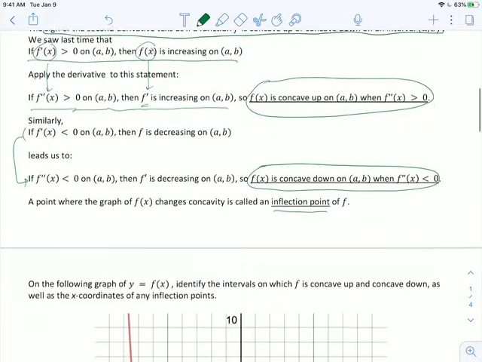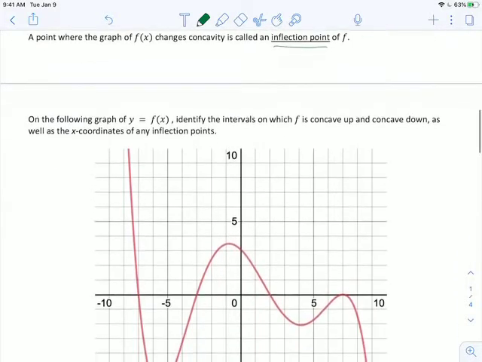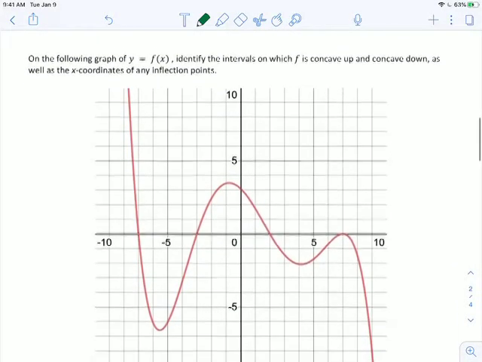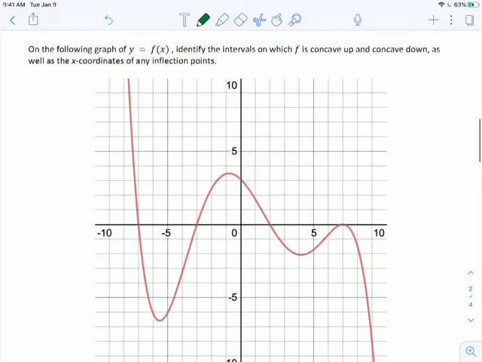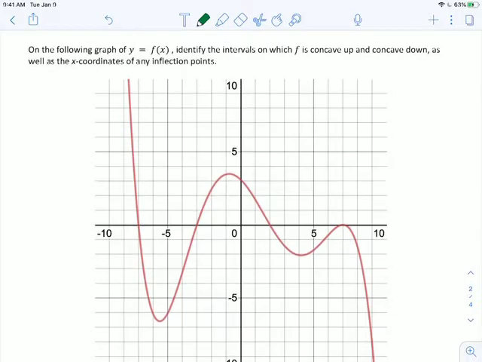Now let's do a couple of examples to illustrate what we're talking about. And let's pay attention to the similarities between these two examples, but more importantly, the differences between these two examples. And so in this example, I've got the graph of a function, and I'm being asked to identify the intervals at which the function is concave up and concave down, as well as the x-coordinates of any inflection points.